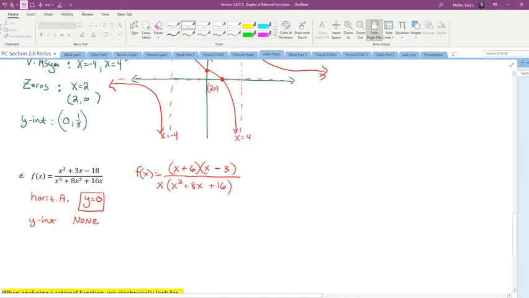And I recognize that as a perfect square trinomial, but if you didn't, it multiplies to be 16, adds to be 8, so it has to be 4 and 4. So f of x simplifies to be (x plus 6)(x minus 3) over x times (x plus 4) squared. I'm just going to write it out separately.